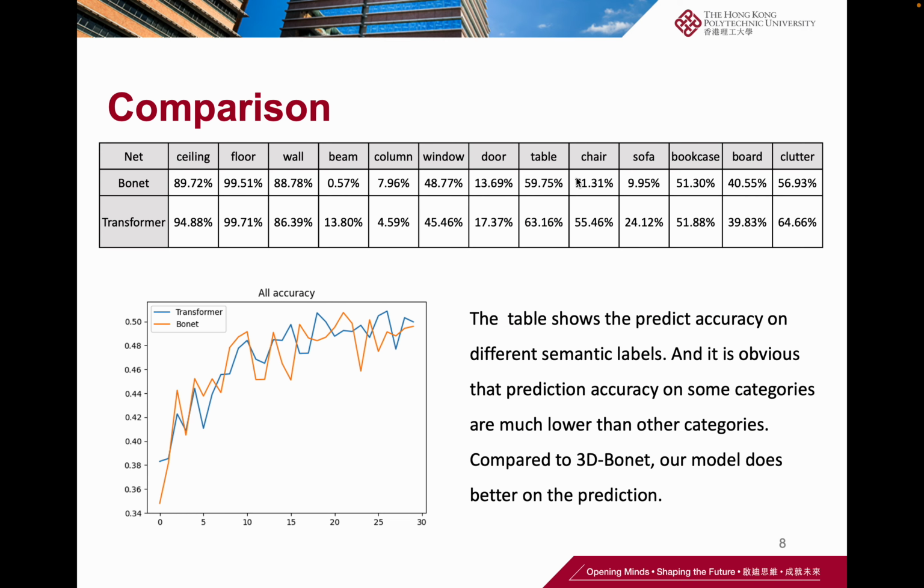In the fourth part, we evaluate the model from three parts. Firstly, we compare the result of 3D BoNet and our model on some object categories. As the table and figure show here, we can easily find out that the accuracy of our model has improved, which verifies the improvement of our model.